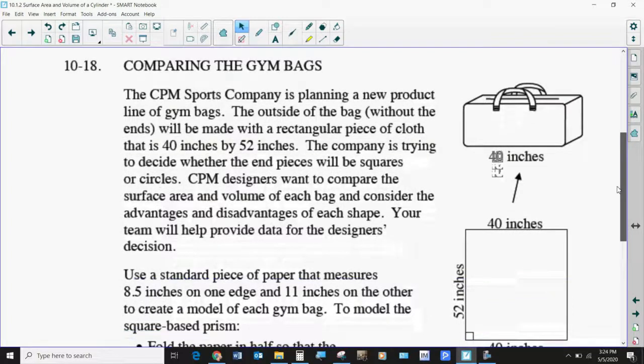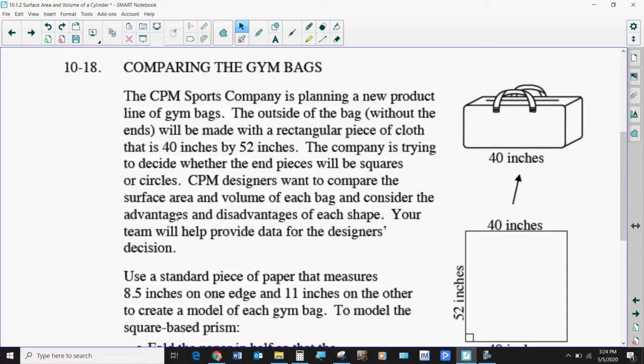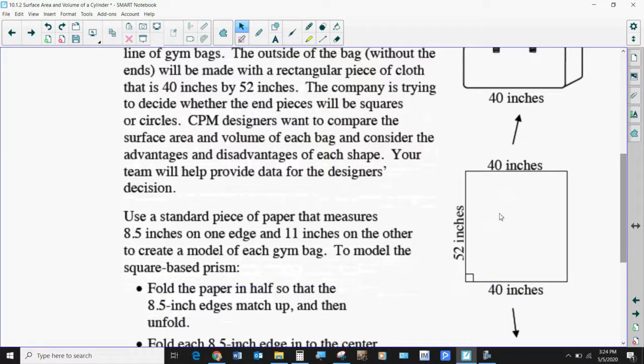I'm going to give you the paraphrased version of all of this. We're going to take some cloth, a rectangular piece of cloth, and we're going to fold it over and have it be the four sides of this gym bag, and then we're going to have to fill in a little bit of extra cloth on the ends to enclose this gym bag. But our task is to find the measurements based on this basic piece of cloth that's 40 by 52 inches that's going to wrap around it.